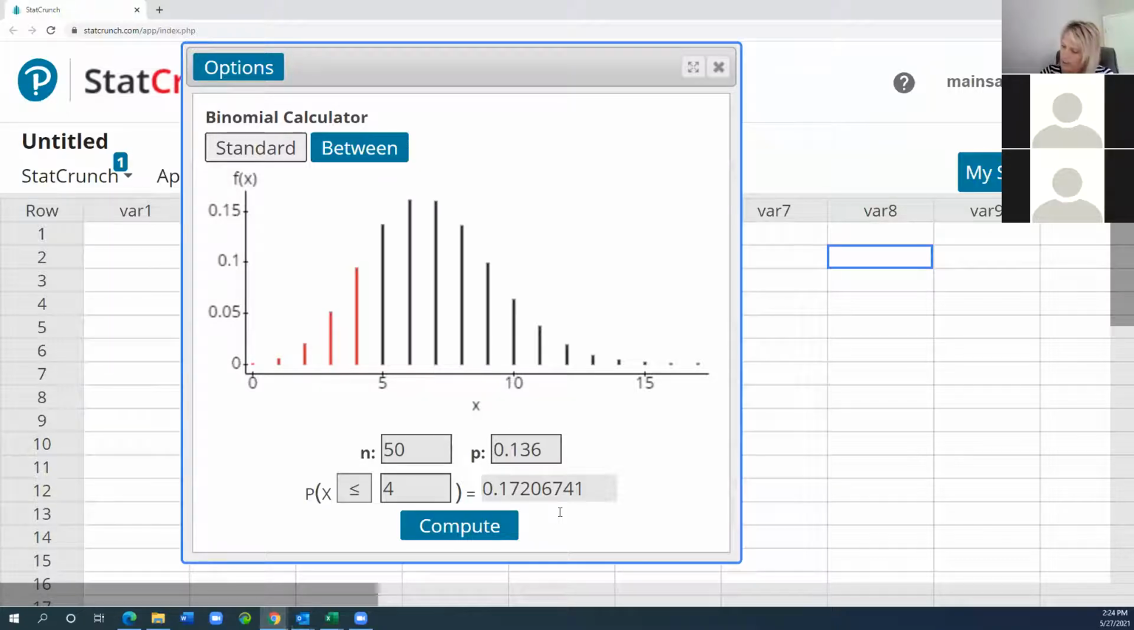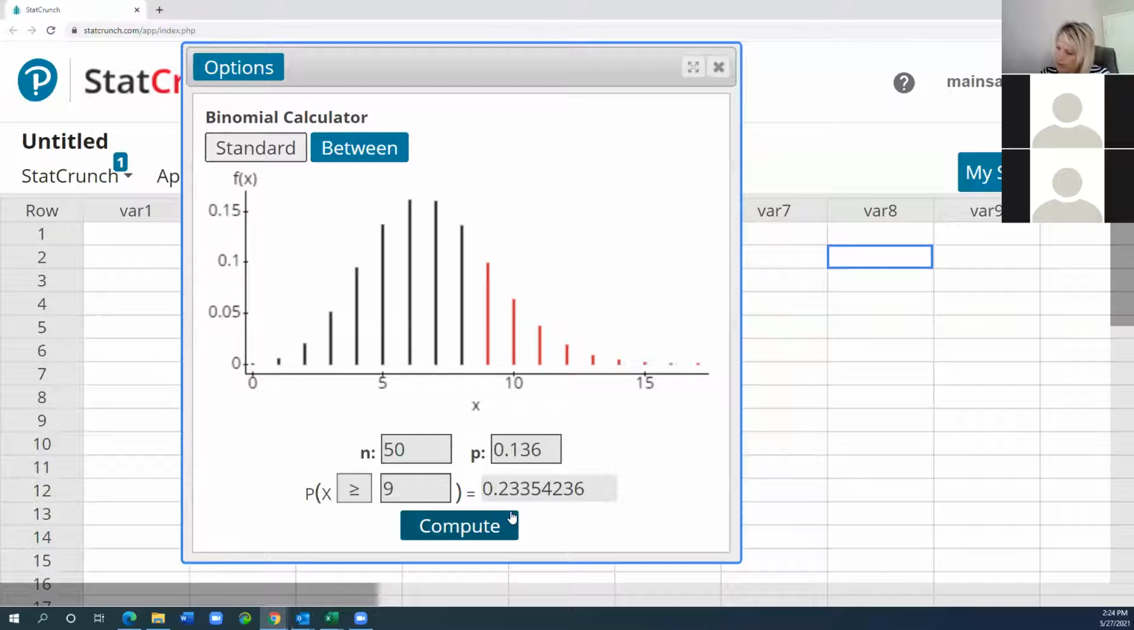Part C says, find the probability at least 9 of the people are foreign born. So this is probability of at least 9, so this is a greater than or equal to 9. Now the cool thing is once you have your scenario in, you just have to keep changing the inequality. So greater than or equal to 9 and hit compute. And that's 0.2335.